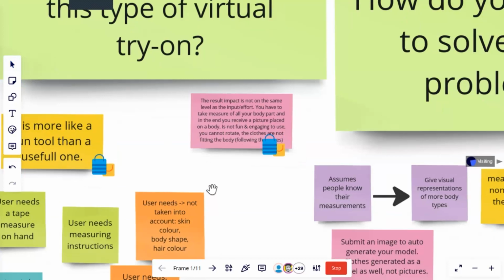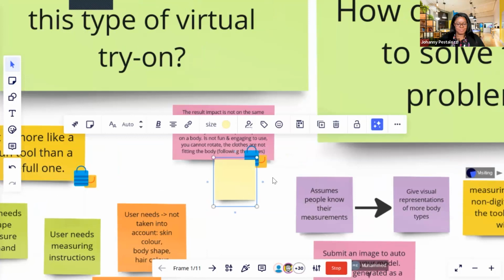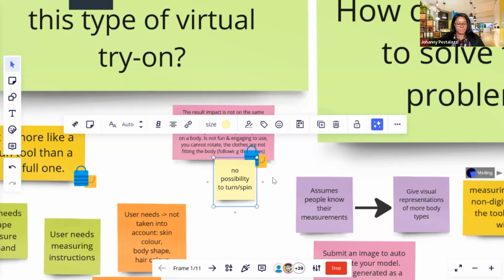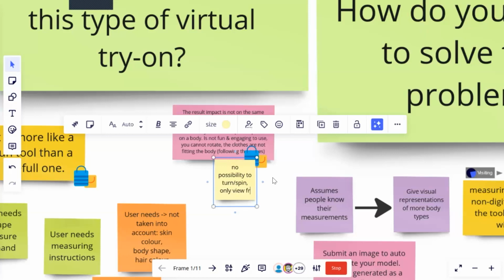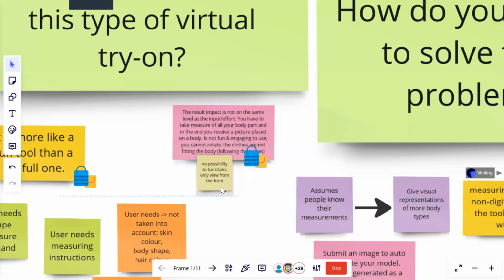So no problem. Notice that you have to take a lot of effort to make this avatar of yourself. You have to measure all of your body, and in the end, you just have a picture put on you without the possibility to spin it or see how the clothes will really look on your body. It feels like it's just a picture from the front, just stuck on your body like a sticky note. It gives, for those girls that played the dress-up games in childhood, that kind of feeling.